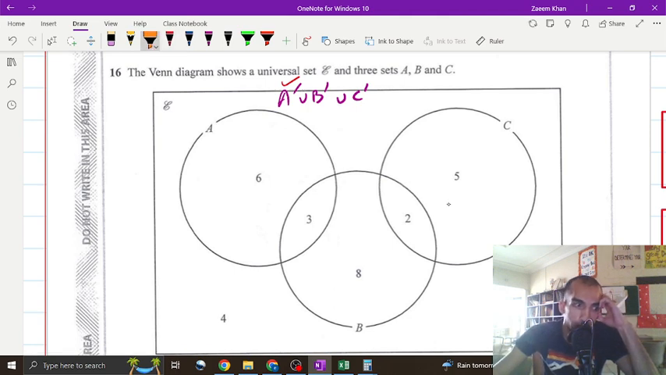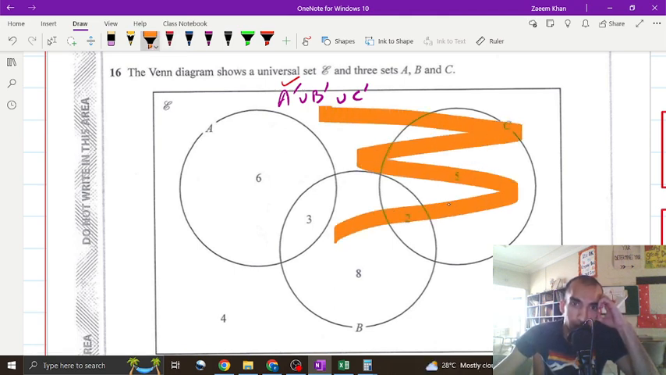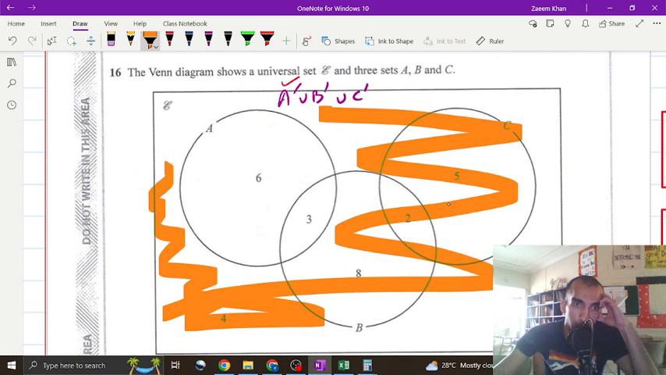A complement is you shade everything that exists outside of A. Does this make sense? When I shade it, I'm essentially including that in my answer. Okay, and now let's jump to B complement. B complement is everything outside of B.